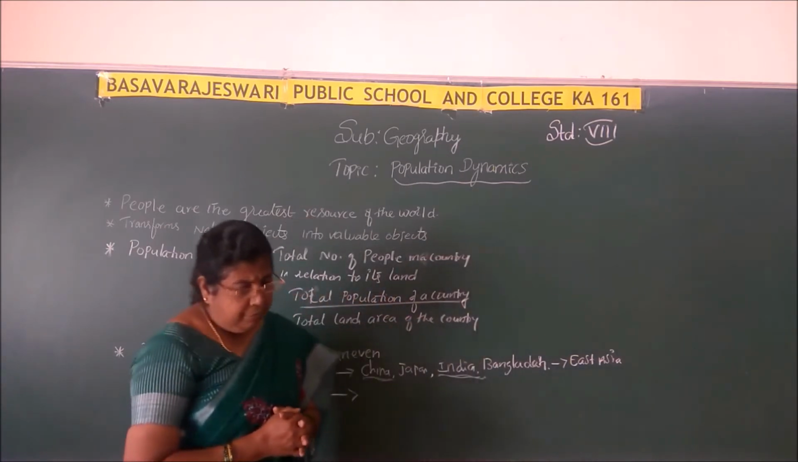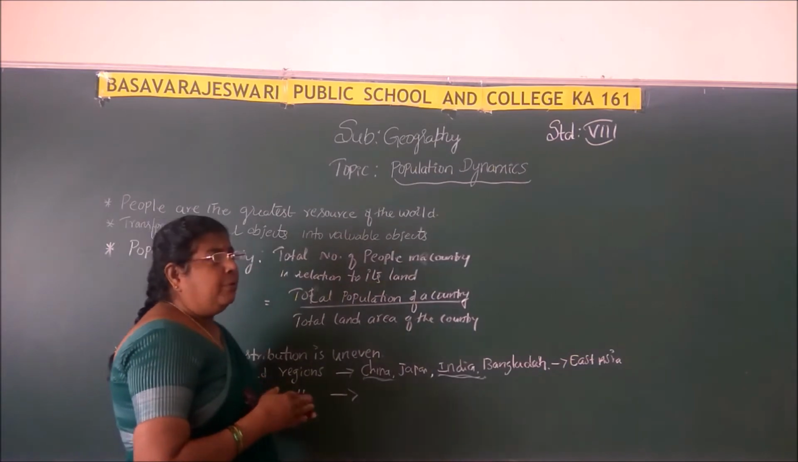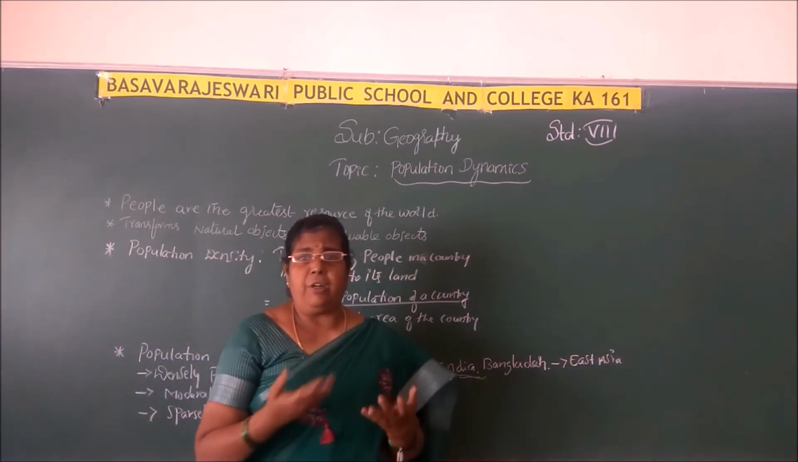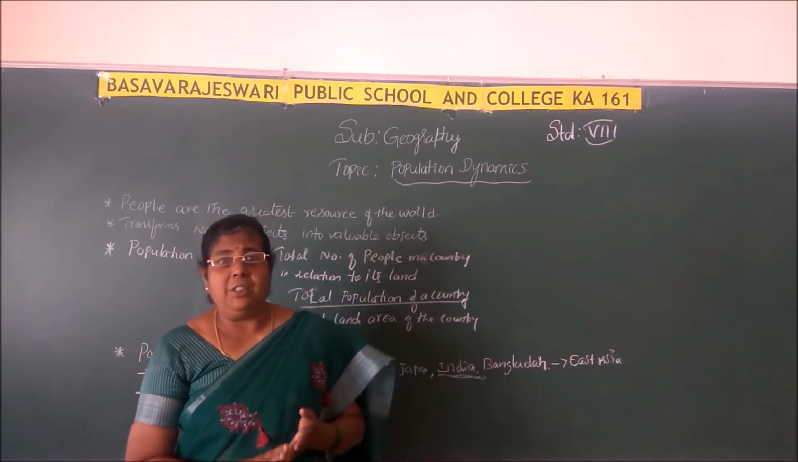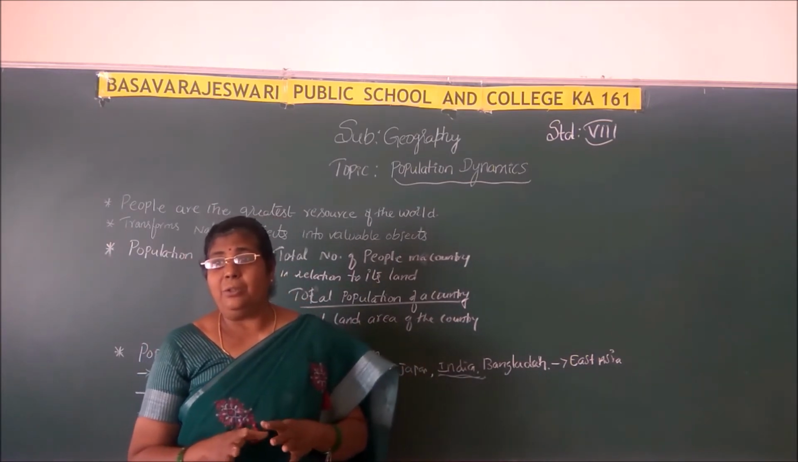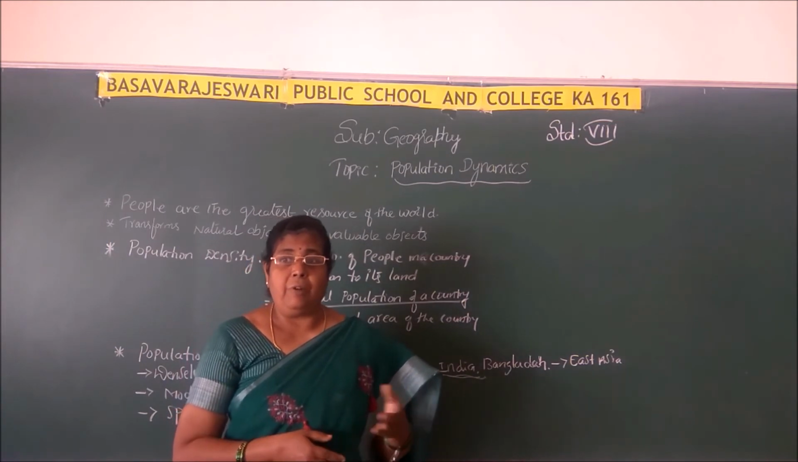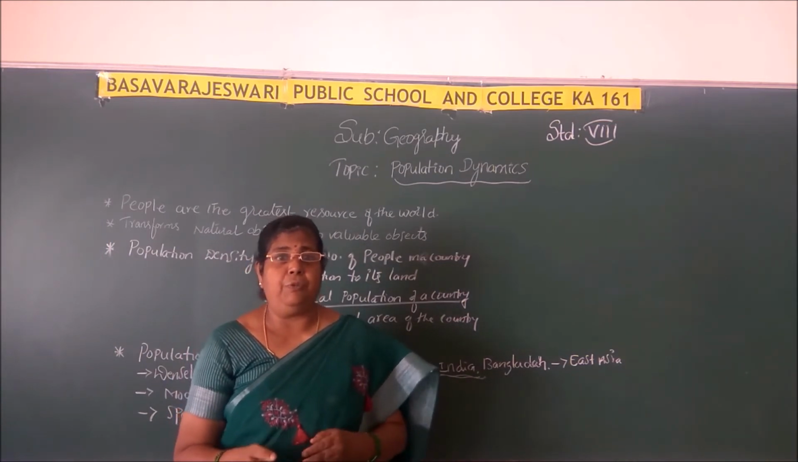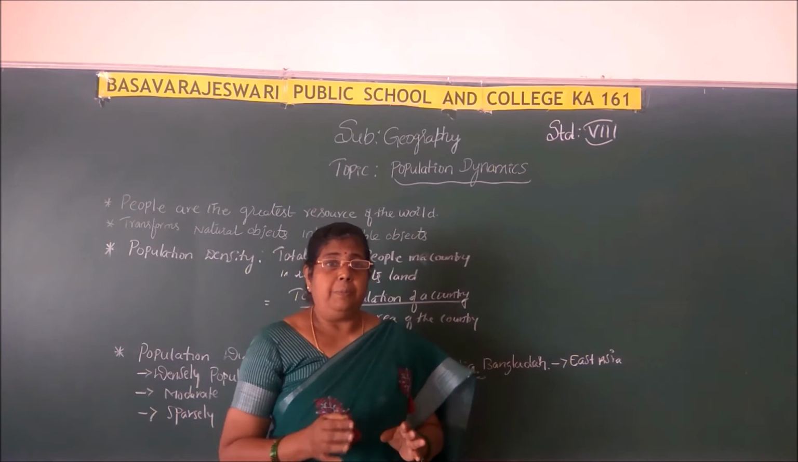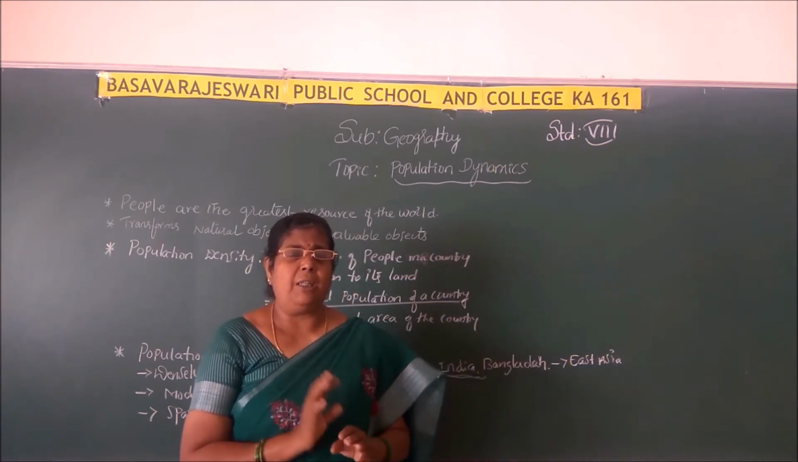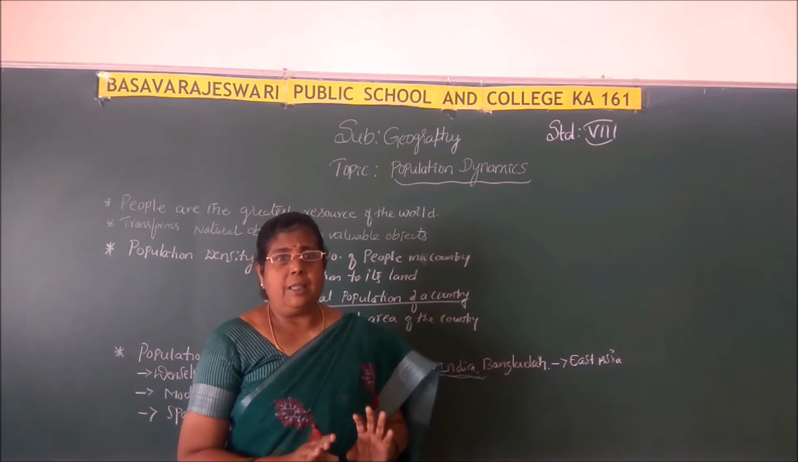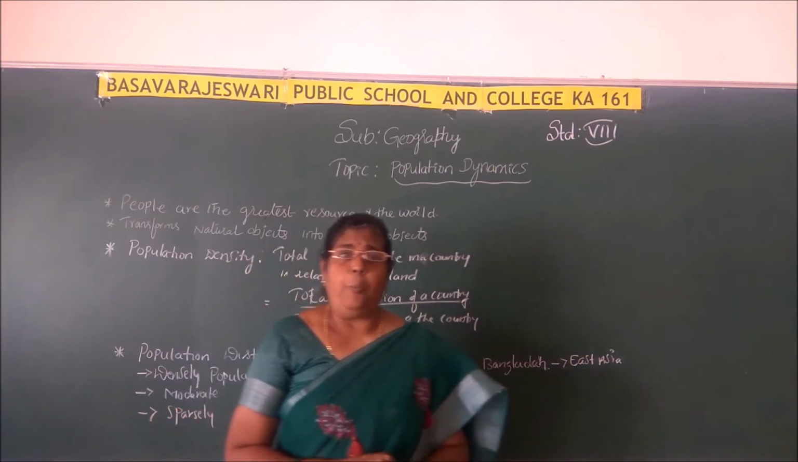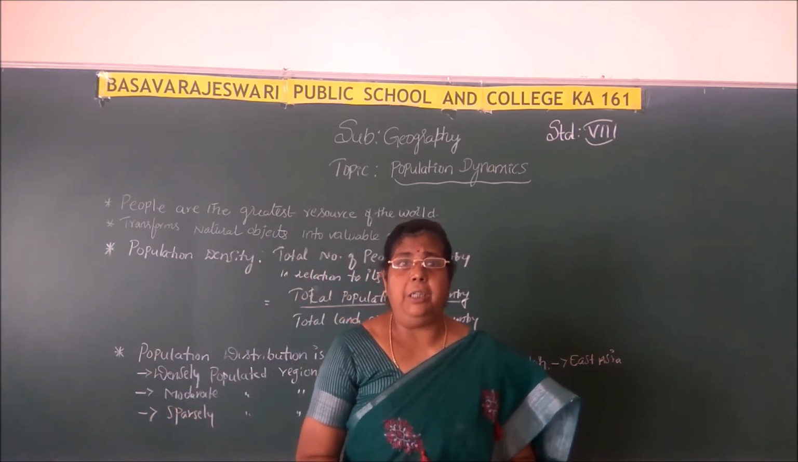So even within the country, take for example our classrooms only. In all the classrooms the strength is not exactly the same. One class may have 45, one class may have 30, one class may have 24. Like that it will be. That means even here, in a small example, there is variation.